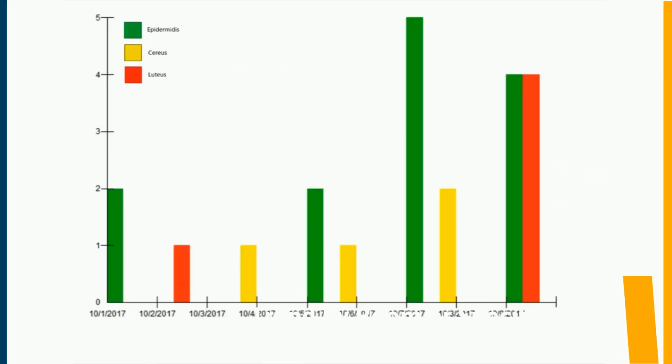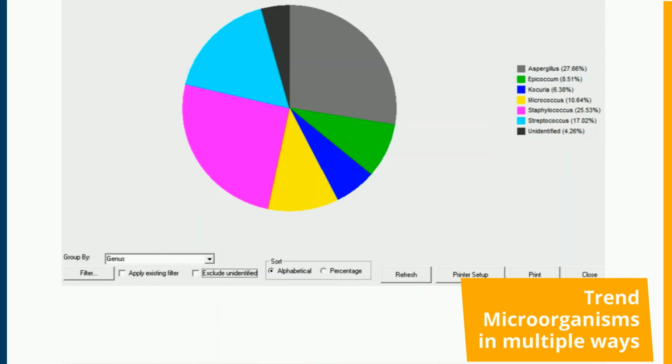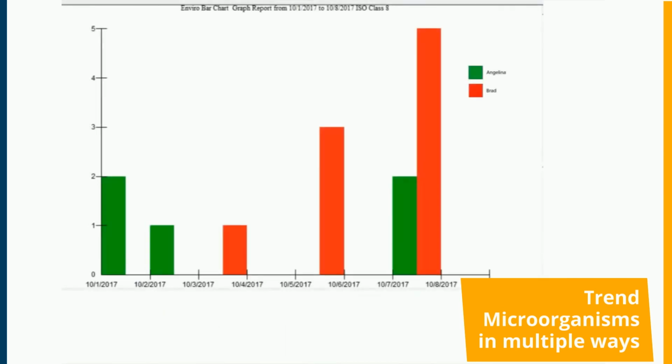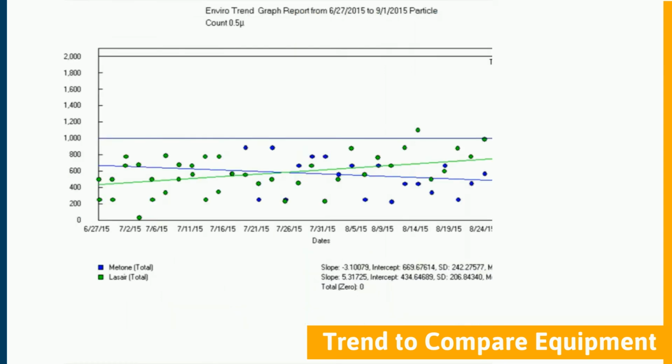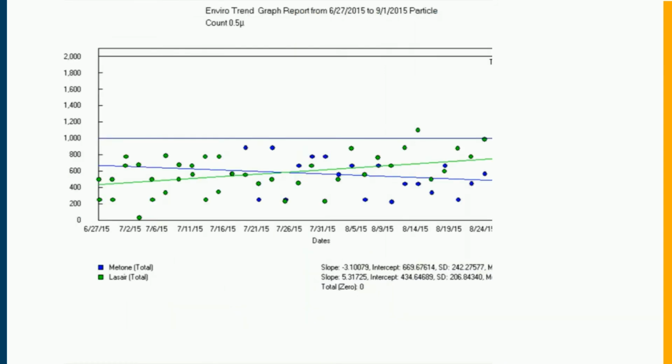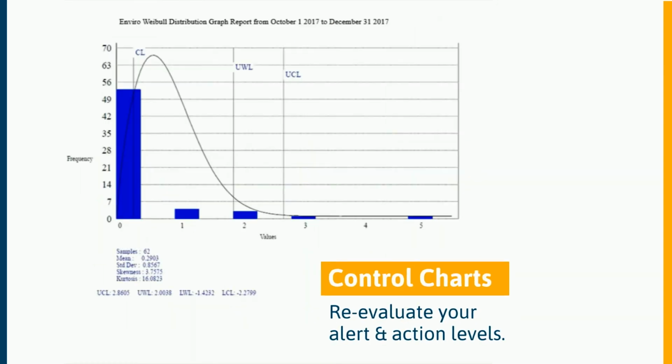You can trend microorganisms in bar charts, trends, pie charts. You can also trend your microbiologist for personnel monitoring. You can trend comparing different types of equipment, air samples as an example, or particle counters. And finally, we have control charts that can help you reevaluate your alert and action levels.